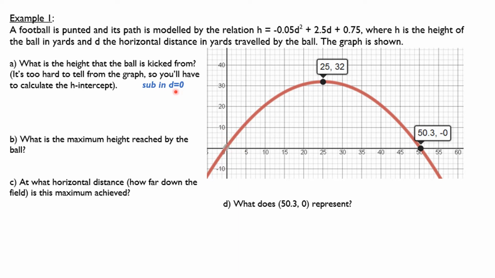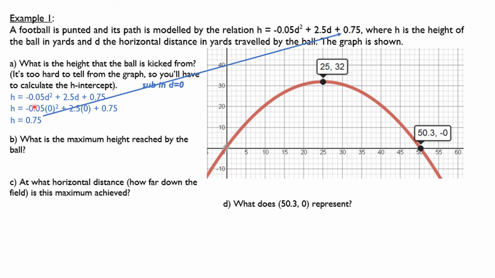We're going to sub in d equals 0 into our equation here. So here's our equation we're given. The d's are here and here. This is a really easy calculation. Sub in 0. 0 squared is 0. That's going to turn this piece to a 0, and that's going to turn this piece to a 0. We end up with 0.75, and you'll notice that was the C value.